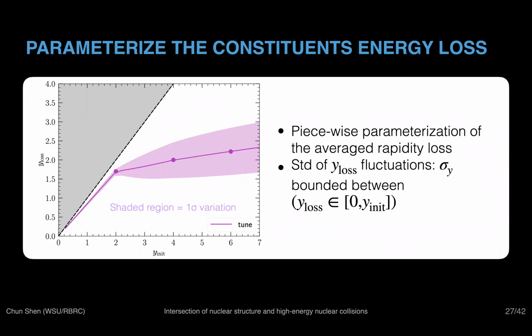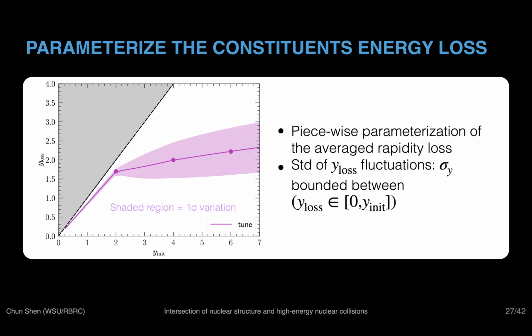Okay, so I talked about the modeling of energy loss in these collisions. This is a function of parameters. In our model, we parameterize the energy loss for each pair of nucleons. We know the incoming energies for these incoming nucleon pairs, and we parameterize how they lose their rapidity after the collisions. This is done with three parameters. We say, at fixed 2, 4, and 6, how much they lost, and then just use a piecewise line in between. We also introduce some fluctuations around the mean, but this needs to be bounded by the fact that the y loss at most can go to the initial one, so it cannot lose more rapidity than the initial incoming one. So this is already bounded.